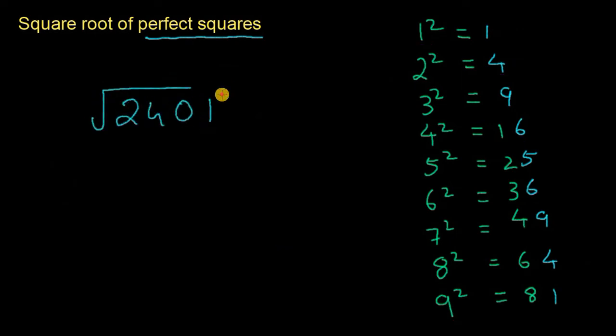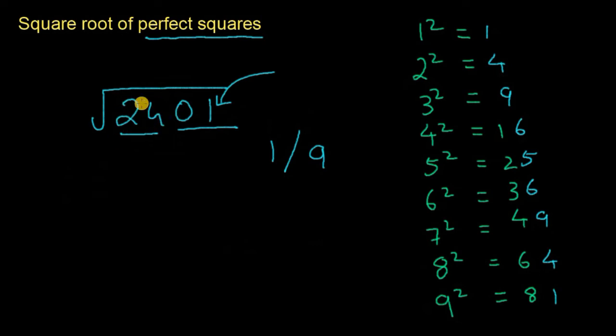2401. So again, you quickly group the last two digits and group the first two digits. The last digit of this number is 1. So it's definitely going to be either 1 or 9, since the square of 1 ends in 1 and the square of 9 also ends in 1. It is 81, so it ends in 1. So the last digit is definitely going to be either 1 or 9.